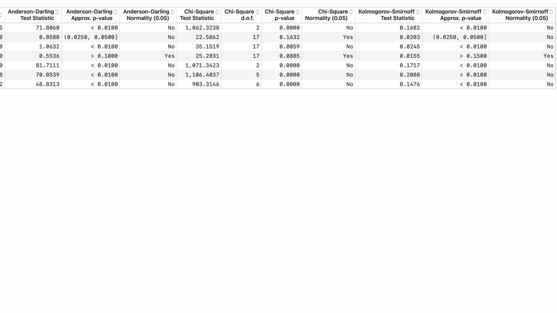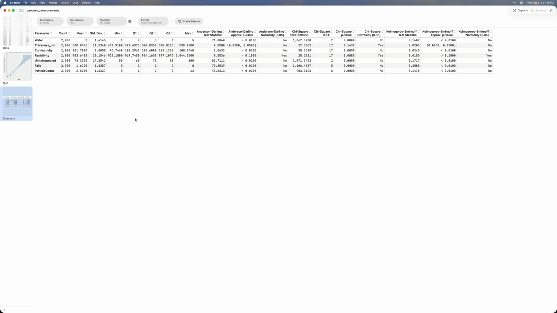Next, dot and strip plots and the Pareto chart for finding the vital few.